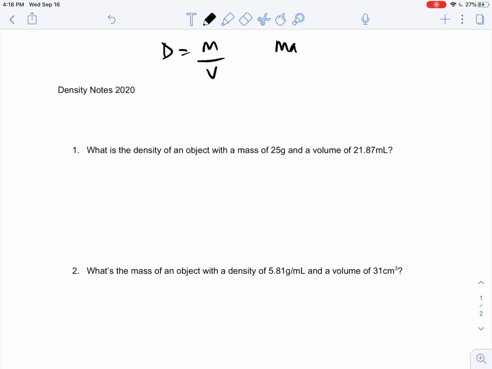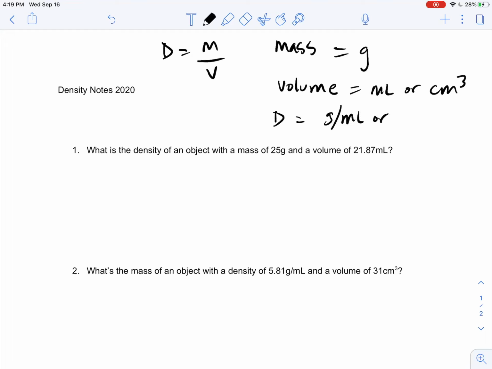Mass is usually given to you in grams, and if it's not, you have to convert it. Volume is usually given to you lots of ways, but the two ways that you want are either milliliters or centimeters cubed. When you divide grams by milliliters or centimeters cubed, the label that you get for density is grams per milliliter or grams per centimeter cubed. They mean the same thing, so you can use either one. Which one do you pick? It's up to you.